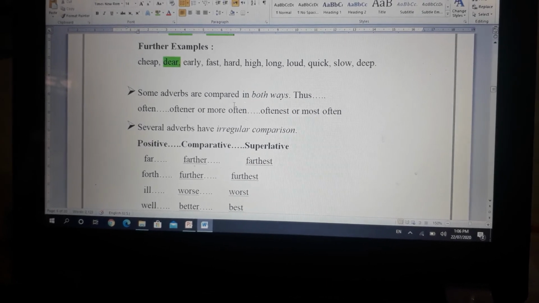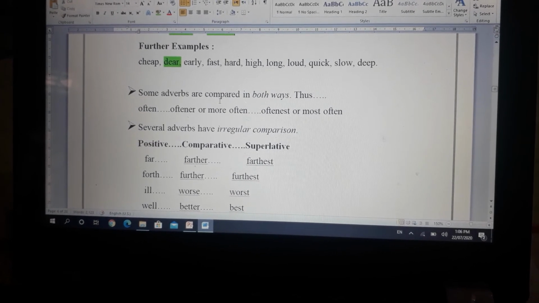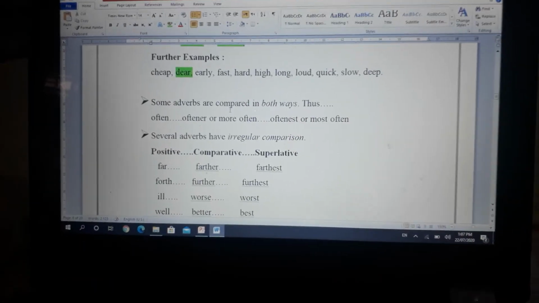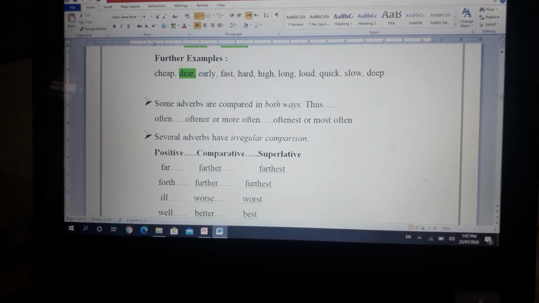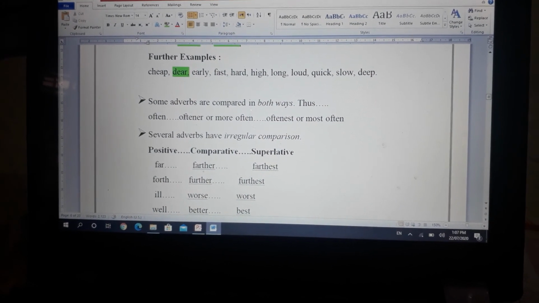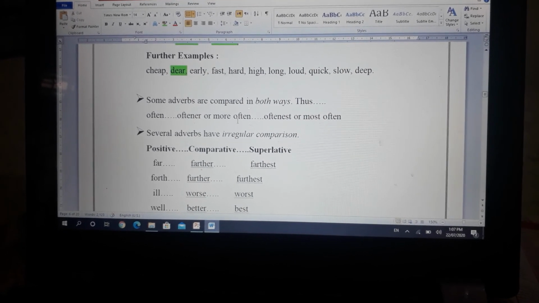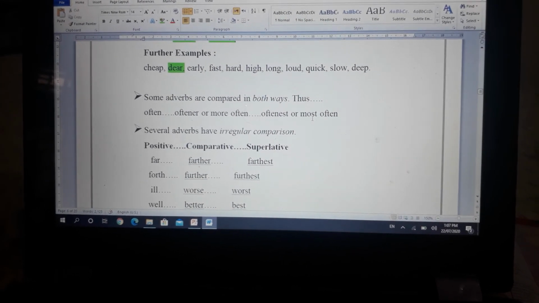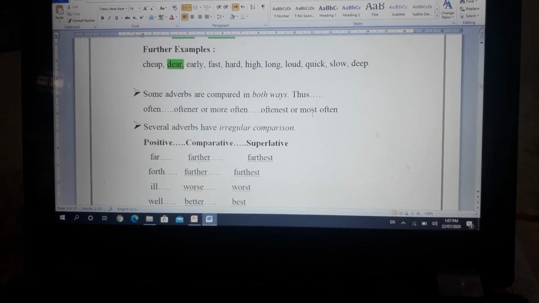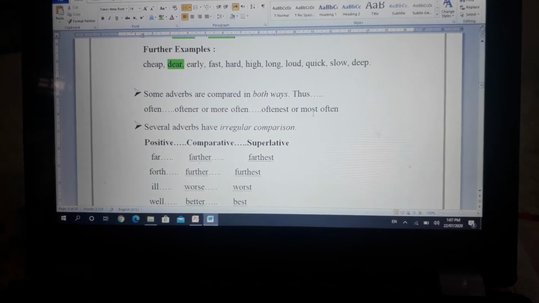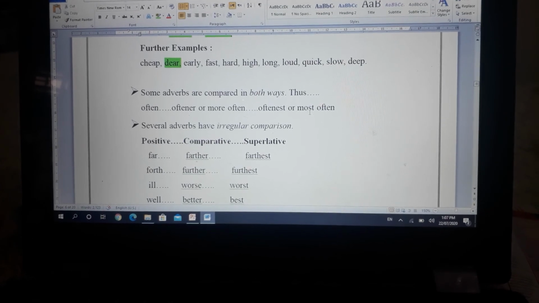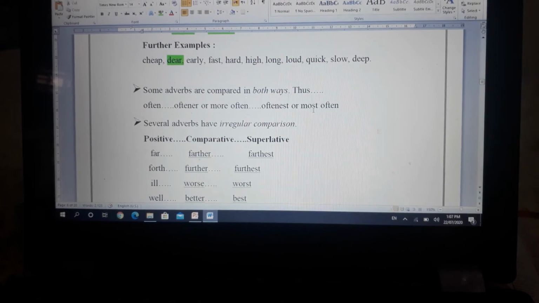Some adverbs are compared in both ways, like often, oftener, or more often. Okay, or oftenest or most often. Like you can use oftener in this, or you can use more often in that. Some words can come like this too. Right?